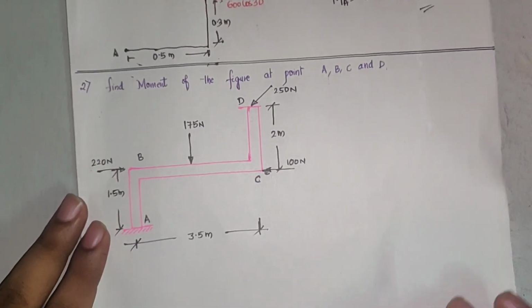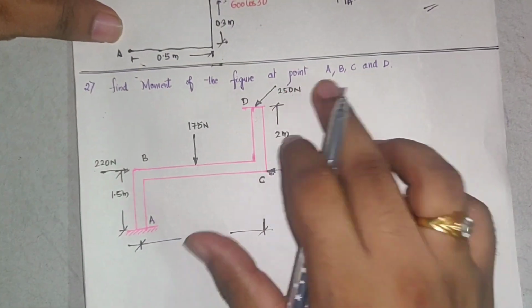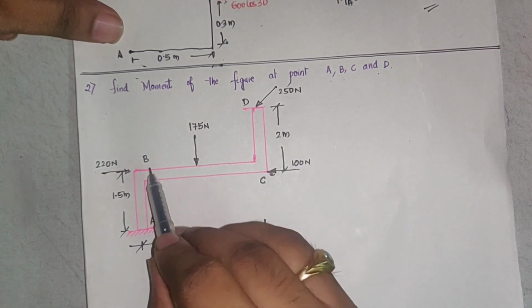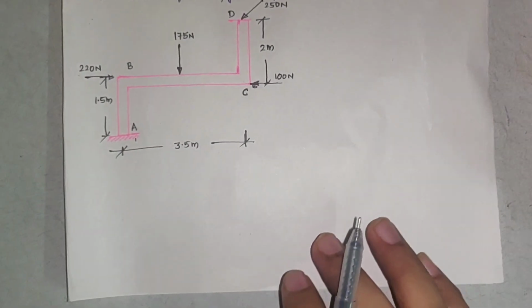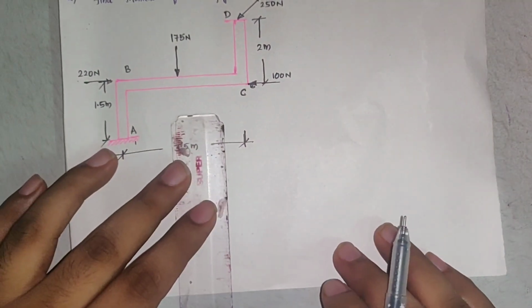Okay, taking up the next problem. Find the moment of the figure at points A, B, C, D. So point A, point B, point C, point D. Now again, what I'll do is I'll put up the line diagram for this. So line diagram, very careful.